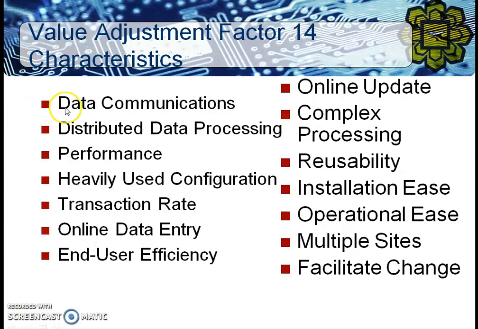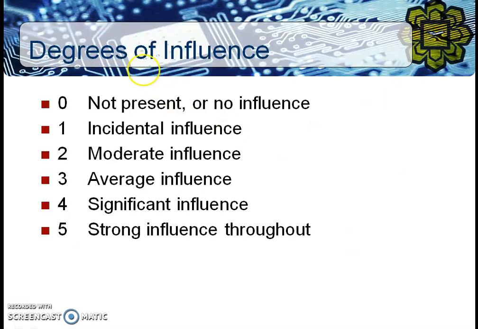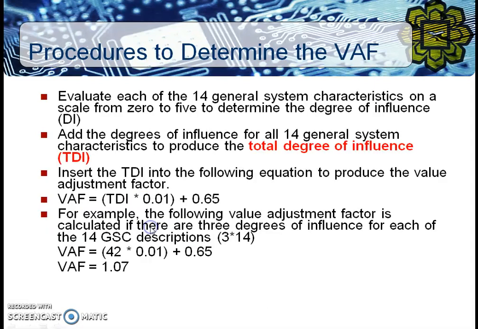It depends on data communications, distributed data processing, performance, configuration, the transaction rate, online data entry, until the facilitate change. For each of these characteristics, we have to rate the degree of influence from 0 to 5. 0 indicates no influence and 5 indicates strong influence. In order to calculate the value adjustment factor, we have to total up the degree of influence of all the 14 characteristics.